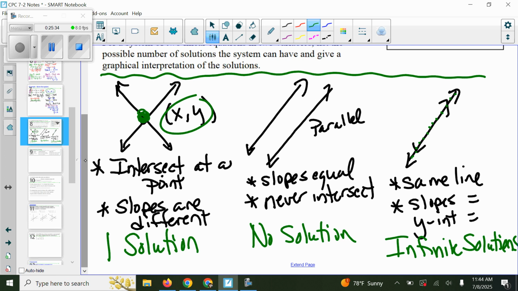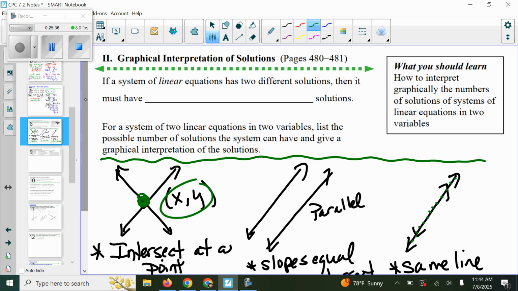So I'm going to go up to this original statement. It says if a linear equation has two different solutions, then it actually must have, I'm going to go ahead and fill it in, infinite solutions. You can't just have 2 points in common with 2 lines. It's either you have 1 point in common or they have everything in common. Those are your two scenarios.